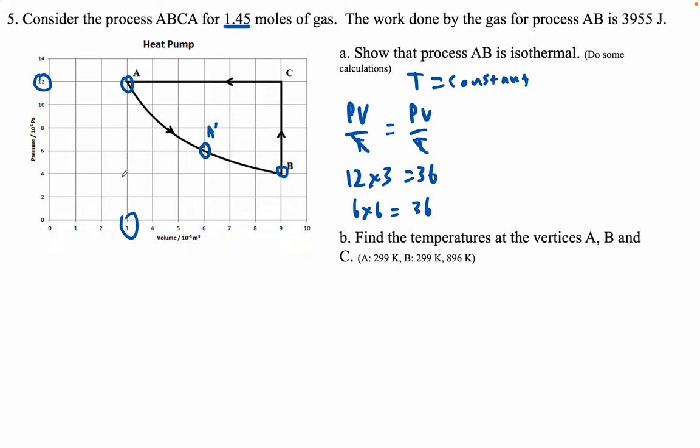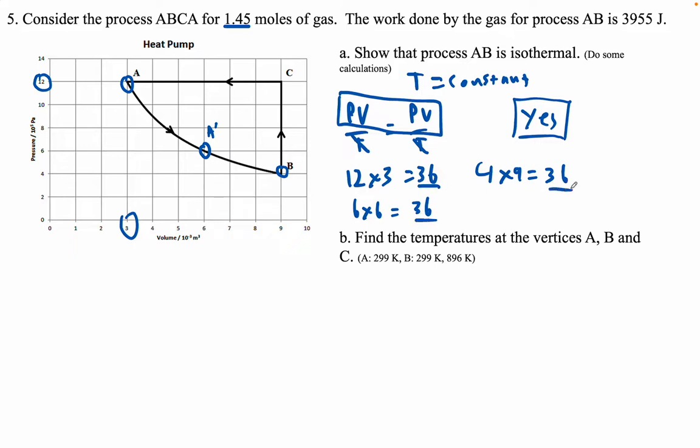And then look at this guy. This is 4 times 9. 4 times 9 is 36. So yes, okay. You could also calculate the temperature here and the temperature there, and show that these endpoints have the same temperature. But anyway, so 2 ways to show that something's an isothermal process. One is to just do a bunch of PV calculations and show that they're all the same. The other one is to actually calculate the temperature at a bunch of points. You could do that too.